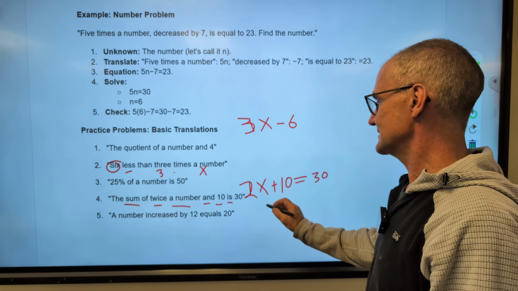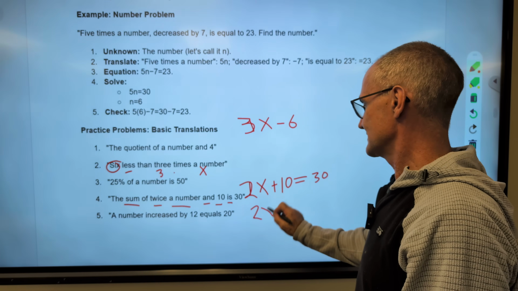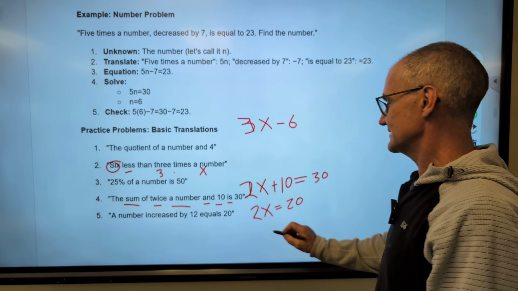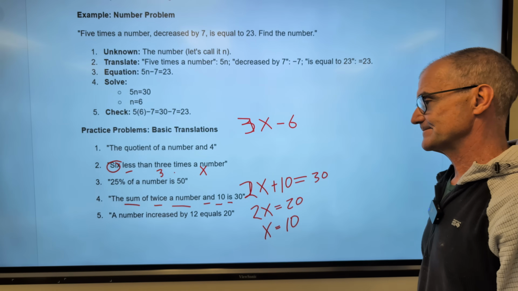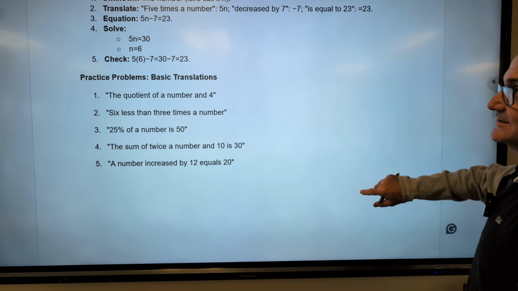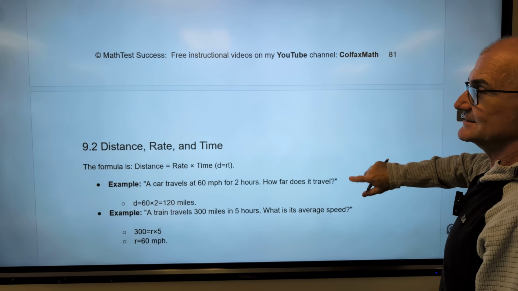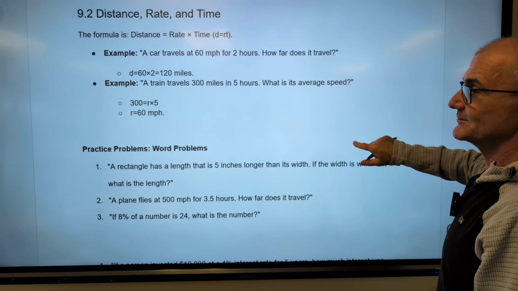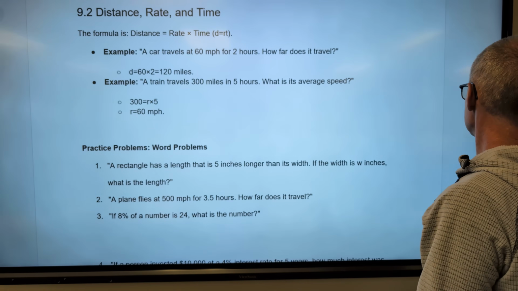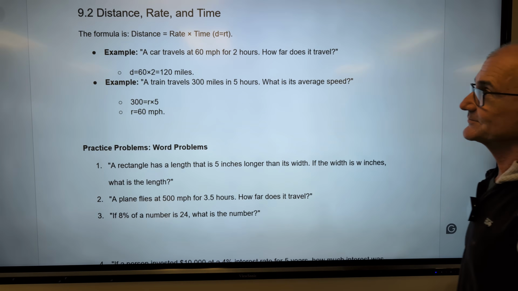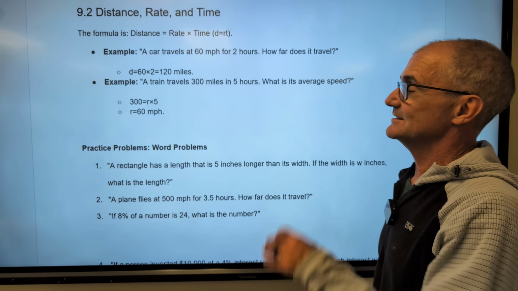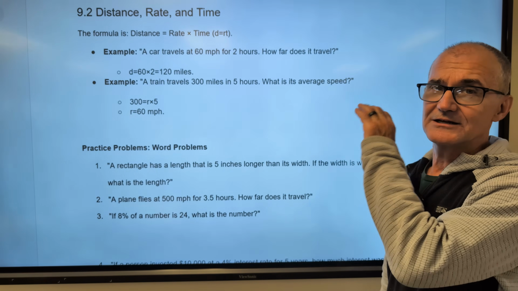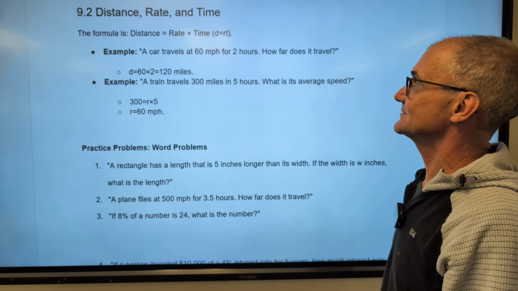Okay, so I have my equation. Subtract 10 from both sides. 2x is equal to 20. Divide both sides by 2. x is equal to 10. I think I'll stop there and we'll move right on to distance rate problems. If we don't keep going here, we'll never finish this video. So these are really common both in arithmetic reasoning and mathematical knowledge.